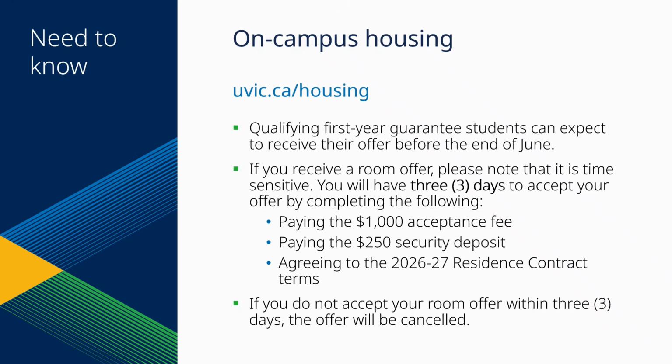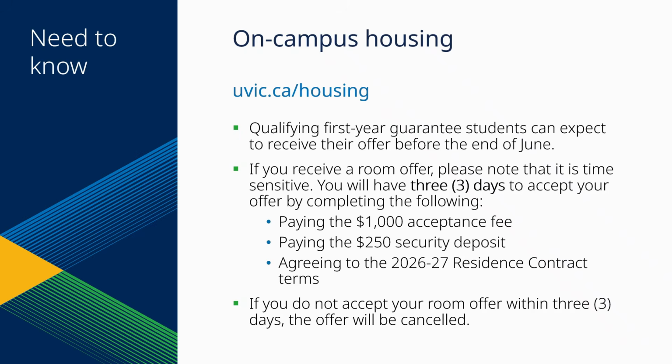Resident Services will send room offers via email between May and August. Qualifying first-year guarantee students can expect to receive their offer before the end of June. If you receive a room offer, please note that it is time sensitive and you'll have 3 days to accept your offer by completing the following.